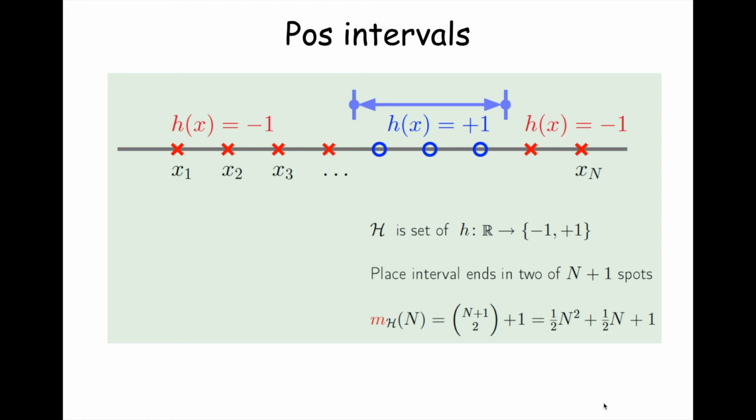Does that make sense? So if we count all the possible dichotomies that you can generate with a positive interval, we have n plus 1 choose 2, plus 1. We do the algebra, right? So if we're going to do the algebra, you get, let me get my marker. Forgot to grab my marker beforehand.